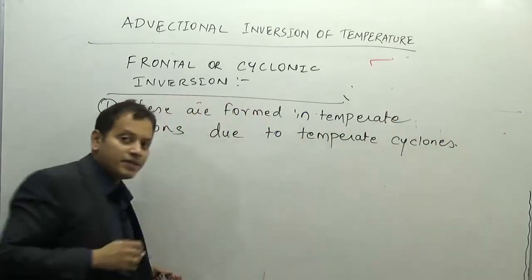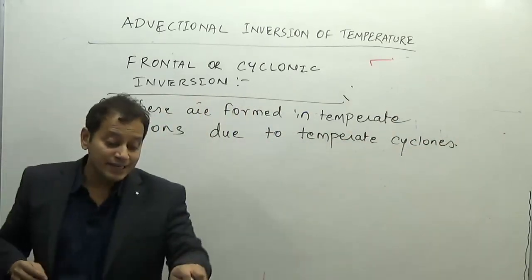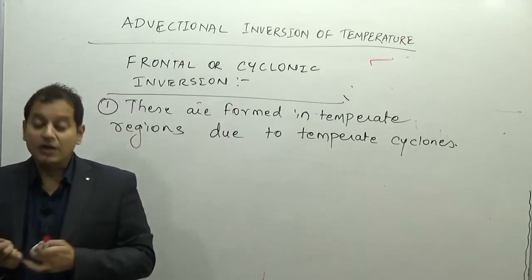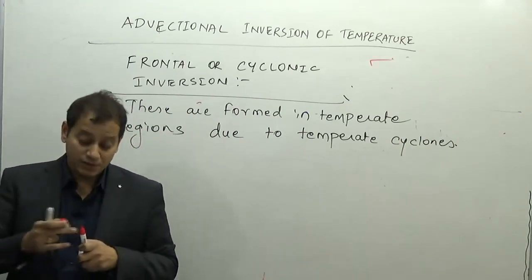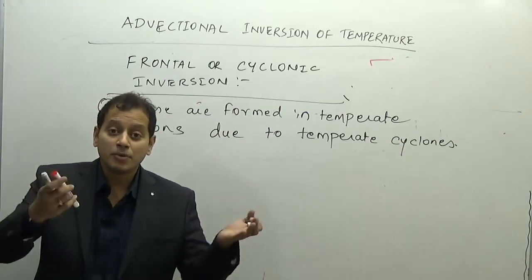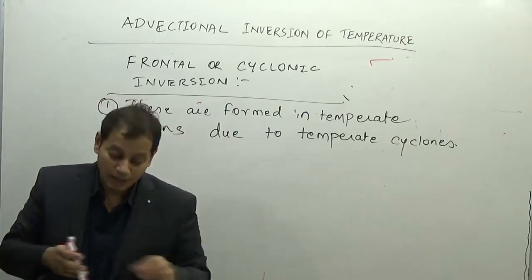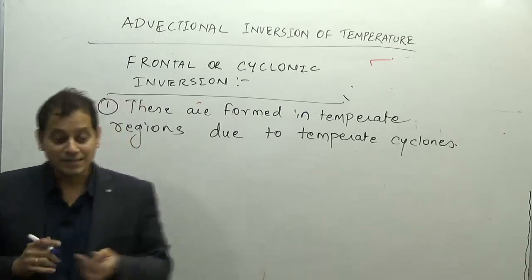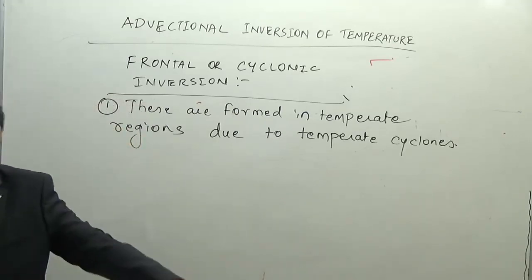What are the temperate regions? We have done it already in the world distribution of temperatures. So if you are confused, watch the previous lecture. So what are the temperate regions? Above the tropics and below the polar regions. So the area between tropical and polar regions are the temperate regions. So what happens in the temperate cyclones?